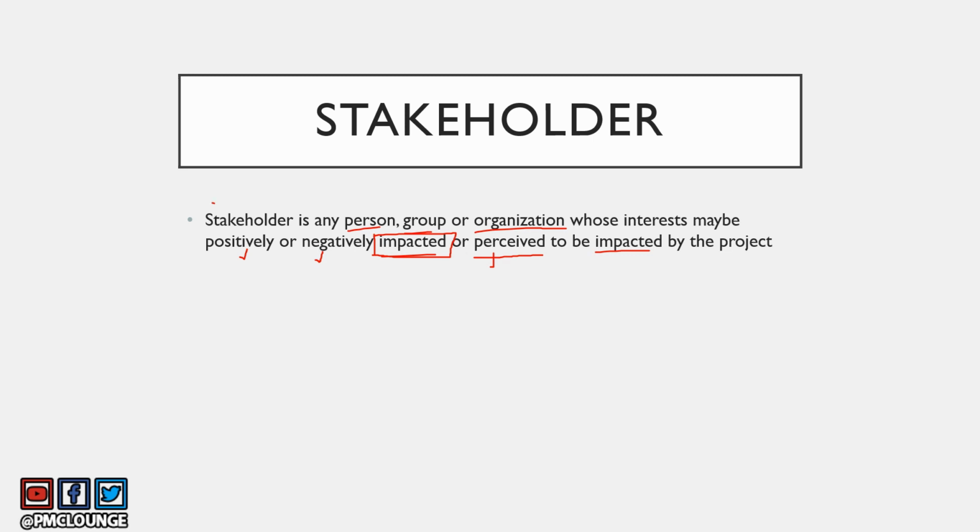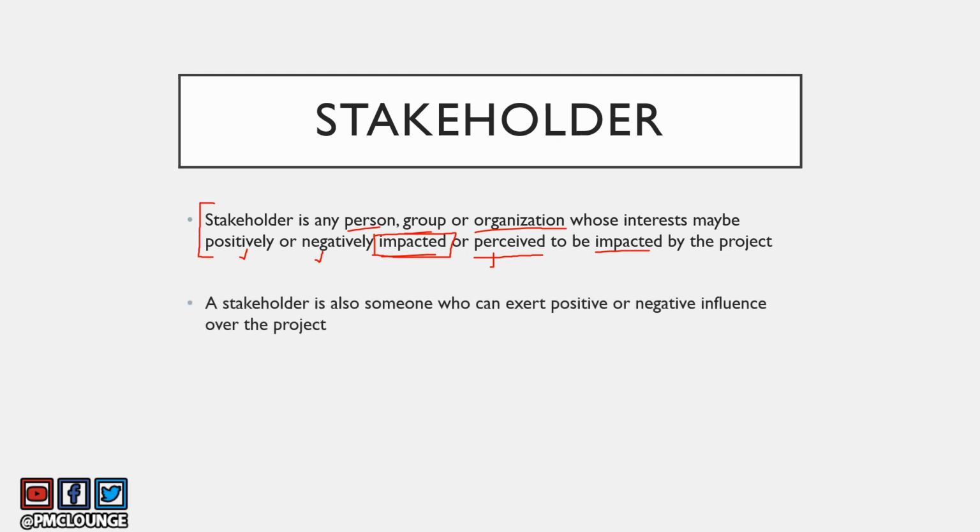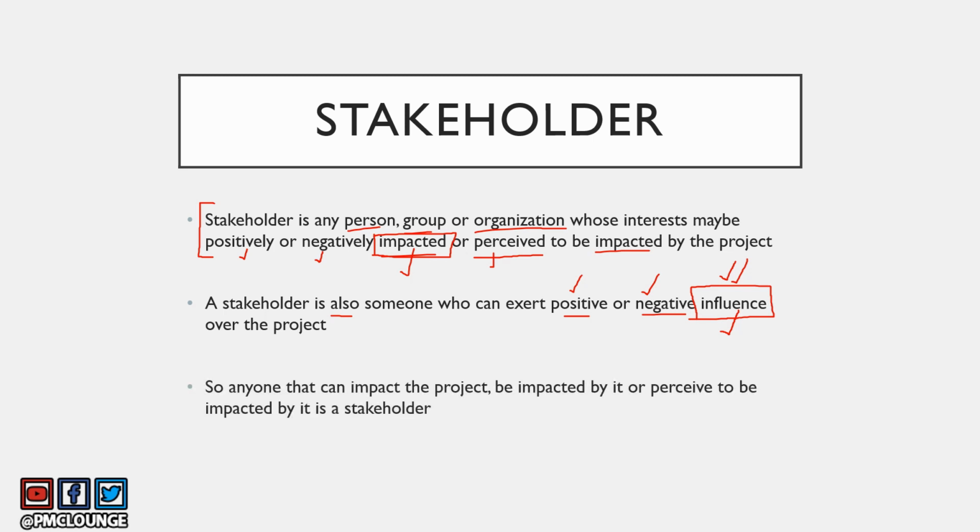Now, this definition is actually not complete. The other part of this definition is that a stakeholder is also someone who can exert positive or negative influence over the project. So the keyword in this sentence is going to be influence. Someone who can exert positive or negative influence over the project, they are also your stakeholders. So someone who is impacted by your project, someone who can impact your project because that someone has the influence. The overall definition in simpler words could be: anyone that can impact the project, be impacted by it, or perceived to be impacted by it is a stakeholder.